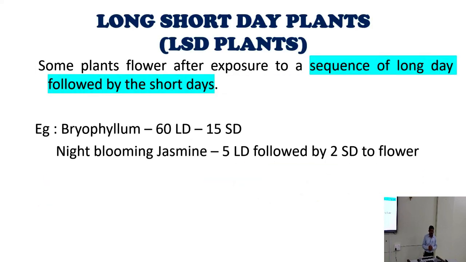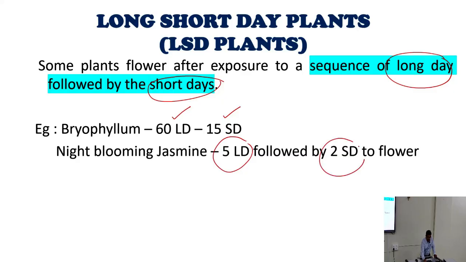Moving on, we have long short day plants. Long short day plants means the reverse: a sequence of long days followed by short days. For example, Bryophyllum needs 60 long days followed by 15 short days. Night blooming jasmine needs 5 long days followed by 2 short days. So this is what we call a long short day plant.